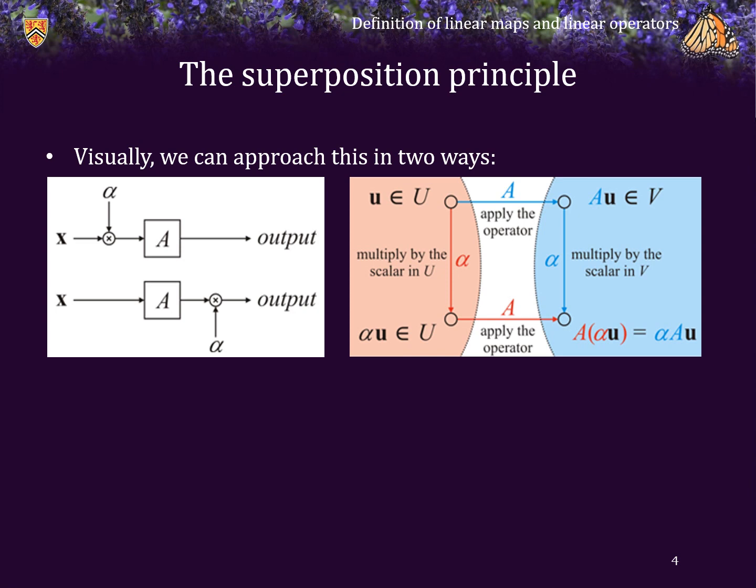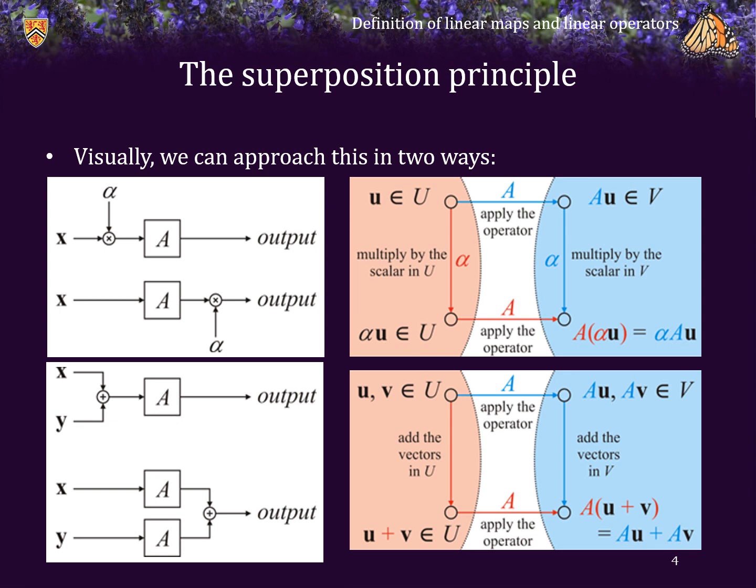On the right-hand side, we start in the top left with a vector in the vector space U. We can either go to the right and apply the mapping A, which gives us a vector in V. In the vector space V, we can now multiply that result by alpha. That is going to be the same as if we started in the top left, first multiplied U by alpha to get another vector in U, and only then apply A to get the result in the vector space V. These two should be equal.